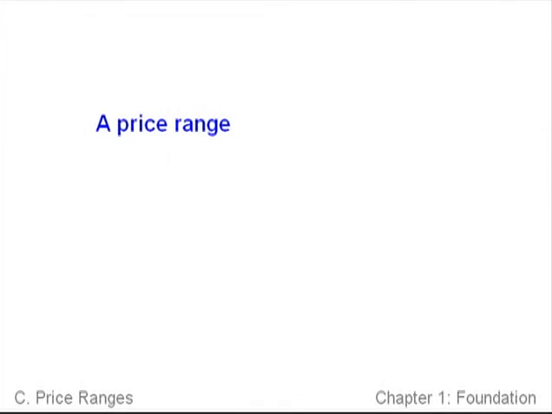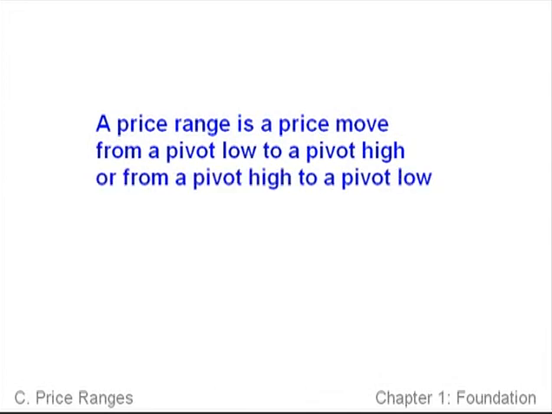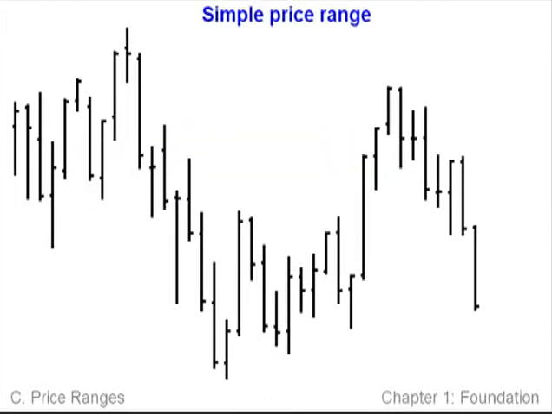A price range is a price move from a pivot low to a pivot high, or from a pivot high to a pivot low, with price action contained within. Now let's take a look at some examples to illustrate. The simple price range has no pivots in between. All there is, is a series of bars moving bar to bar from one pivot to the next.